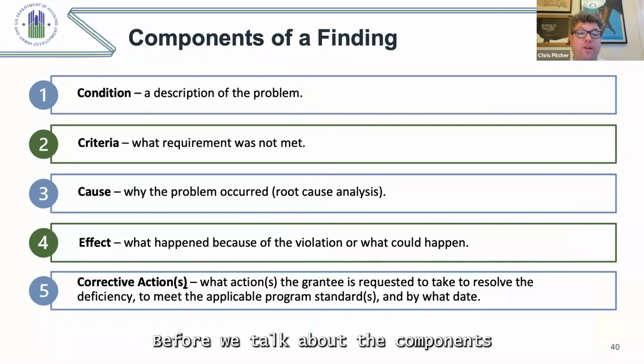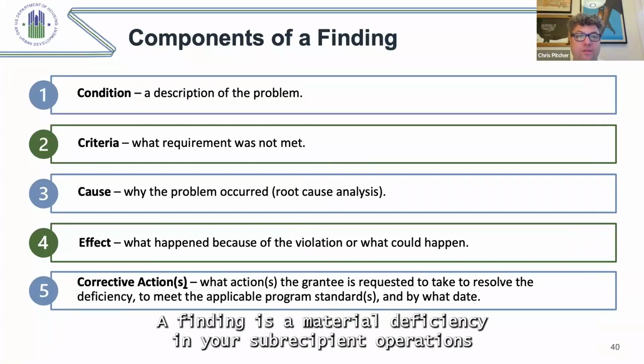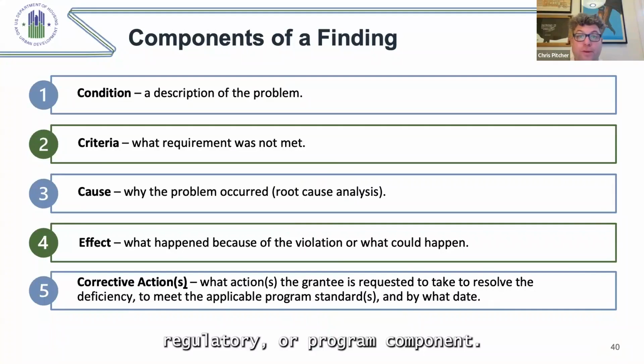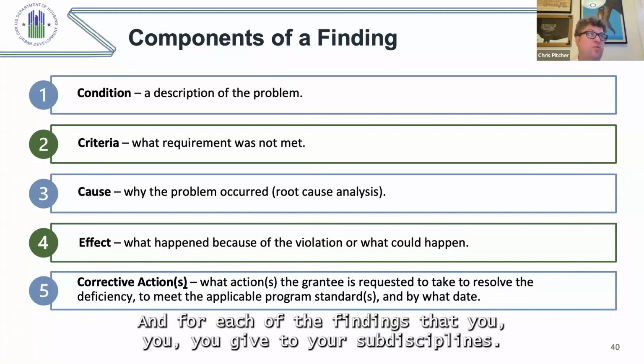Slide, components of a finding. A numbered list. Before we talk about the components of a finding, let's review what a finding actually is. A finding is a material deficiency in your subrecipient's operations or program performance with a violation of a statutory, regulatory, or program component. Here are the components you will need to include for each of the findings that you give to your subrecipients.